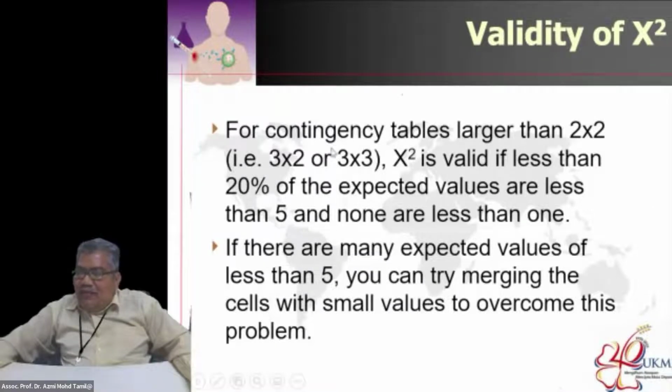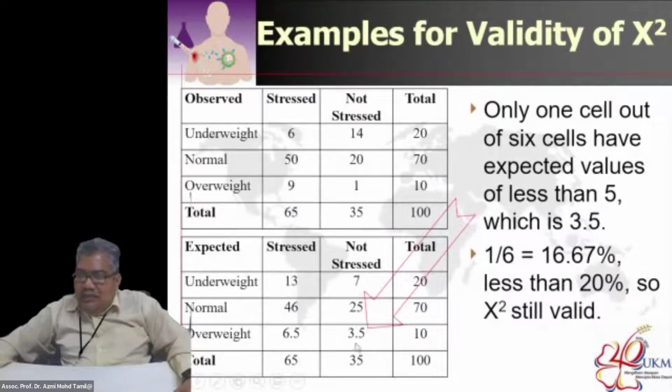Chi-square: if the contingency table is larger than 2 by 2, chi-square is valid if less than 20% of the expected values are less than 5 and none are less than 1. If the number of cells with expected value less than 5 is under 20%, you're still okay. But if there are more than 20%, your chi-square is not valid. So when your chi-square is not valid, what can you do? You can reduce the number of values. Here's an example. Only 1 cell out of 6 has expected value less than 5. 1 out of 6 is 16.67%. Therefore, the chi-square is still valid.